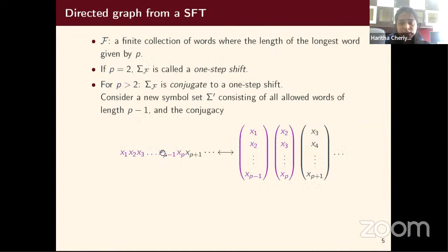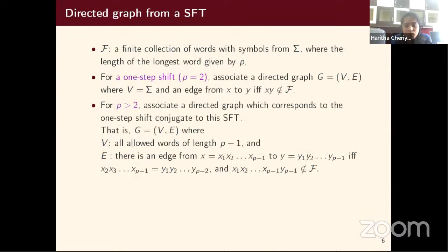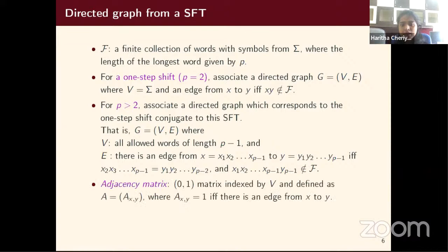So as you can see in this, this letter symbol is followed by this symbol if and only if the last p minus 2 entries of this are the same as the first p minus 2 entries of that. They're called overlapping progressively. So once you have that property and you join them, if it's an allowed word, then you say that there is an edge from X to Y.